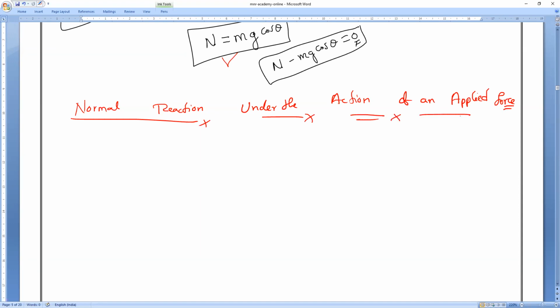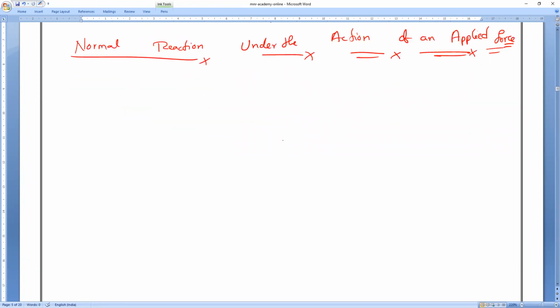Girls, any doubt, please ask me. What is the meaning of this statement? They are asking for the normal reaction under the action of an applied force. So if I apply a force, then what is the normal reaction? It means there is an applied, external force. Am I right or wrong, everybody? Please respond.